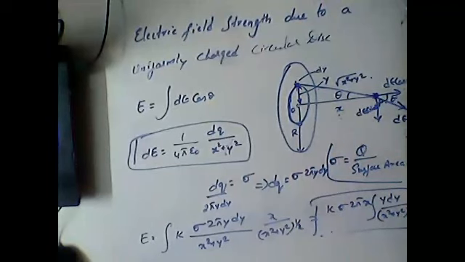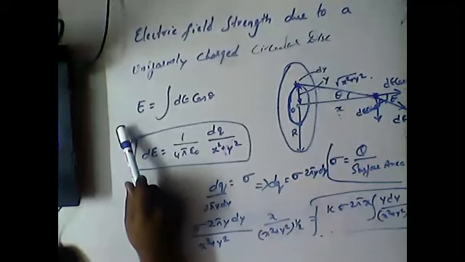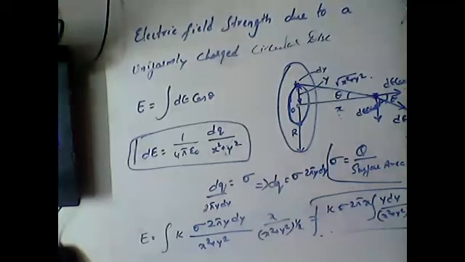The dE sin theta components, due to the line of symmetry, form equal and opposite contributions which cancel each other. So the electric field due to the point P is equal to the integration of dE cos theta, but dE is equal to 1 by 4 pi epsilon dq by x square plus y square. But dq is equal to what, guys?